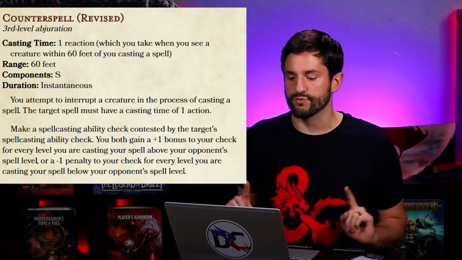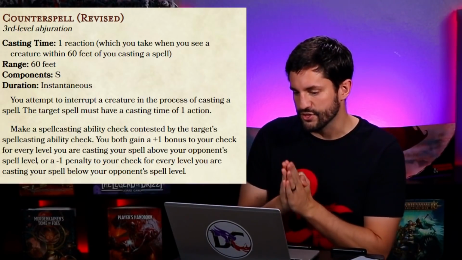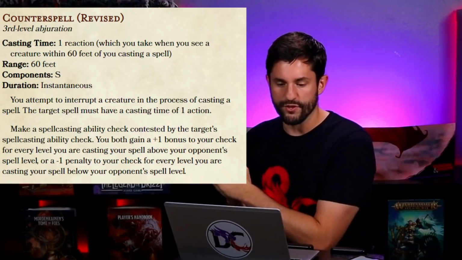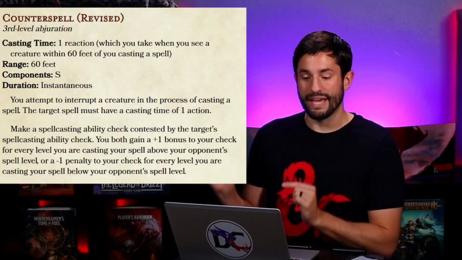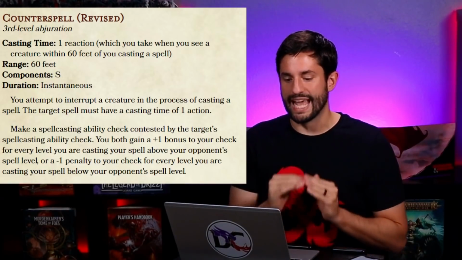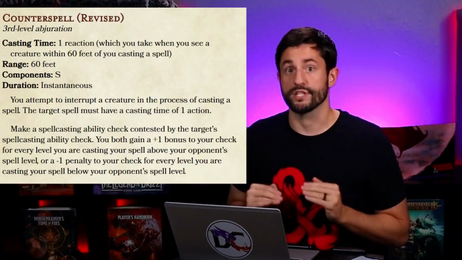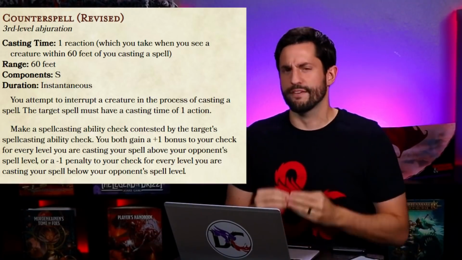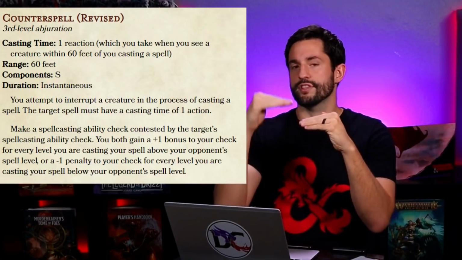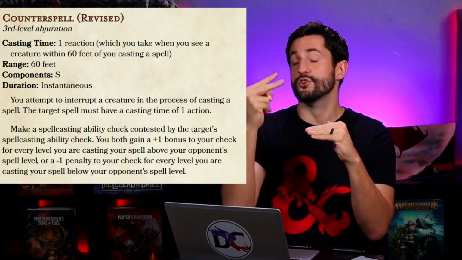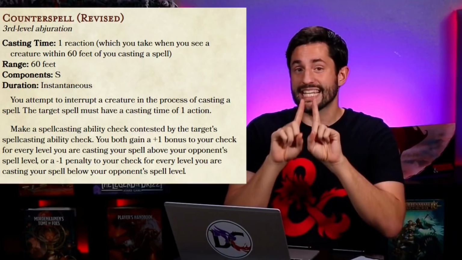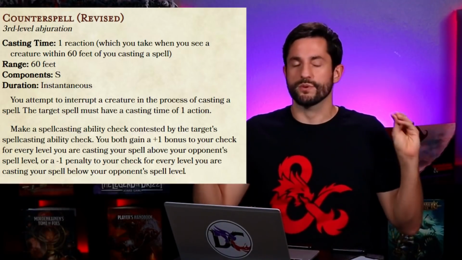You both gain a +1 bonus to your check for every level that you are casting your spell at above your target spell level, or a -1 penalty to your check for every level you are casting your spell below your opponent's spell. If you remember from the buffet options I gave you earlier, I feel like every spell level that you're higher than your opponent's should be a +2 modifier. But how I did it here is I separated that modifier to both parties so it's always the same, and that just feels right.